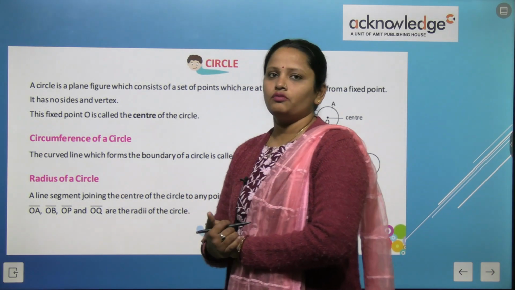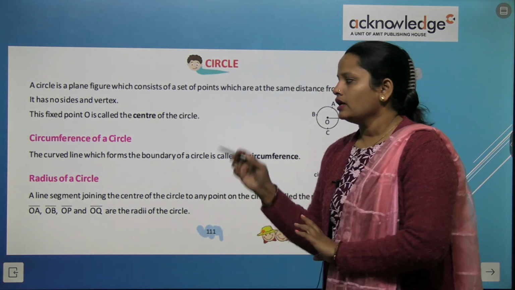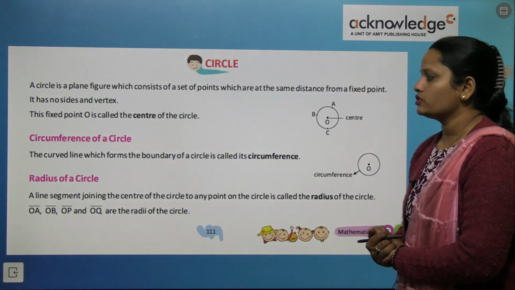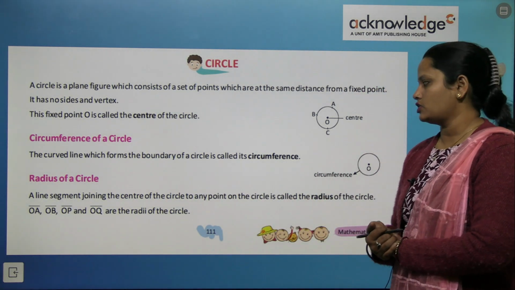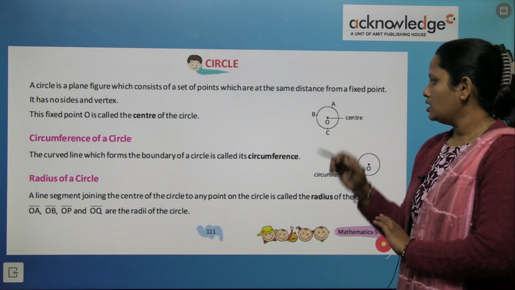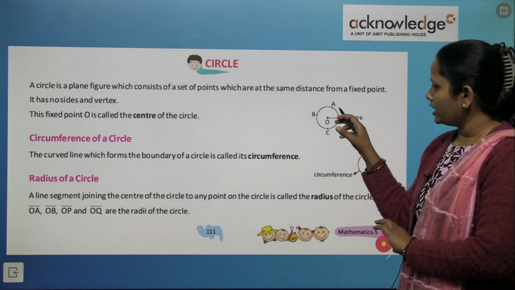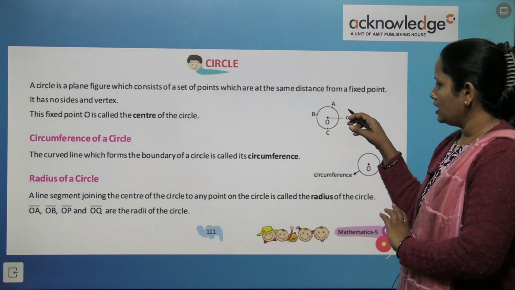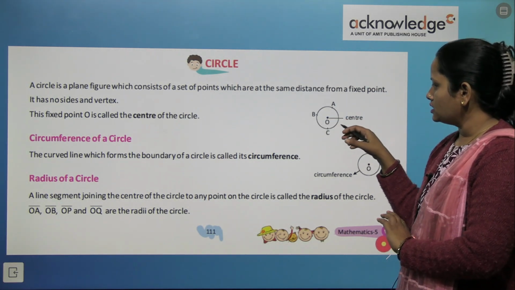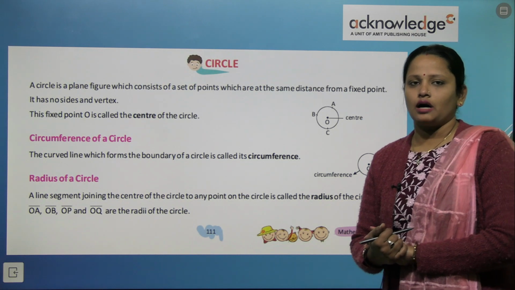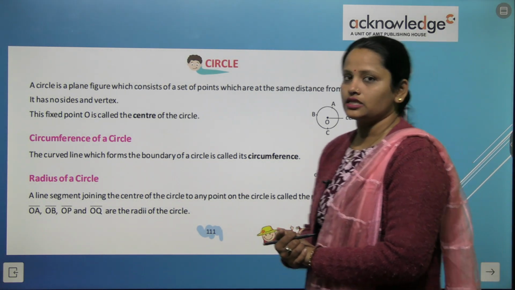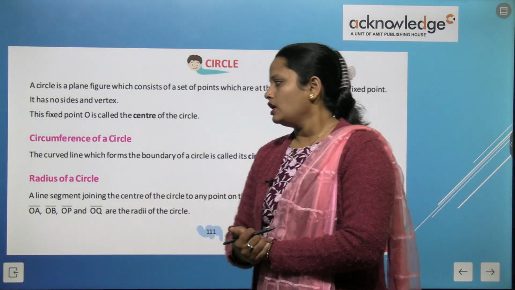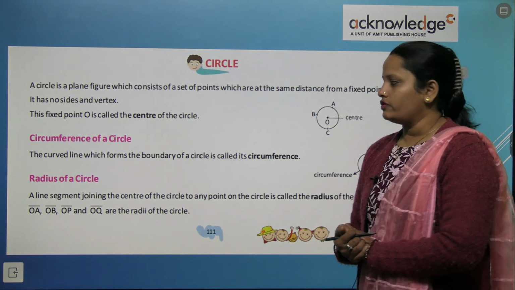What is the circumference of a circle? The curved line which forms the boundary of the circle is called its circumference. जो curved line होती है, ये जो line आपको दिख रही है, इसे ही हम circumference कहते हैं. A से B, B से C और फिर वापस A तक हम circle को जब draw करते हैं, this is called the circumference.